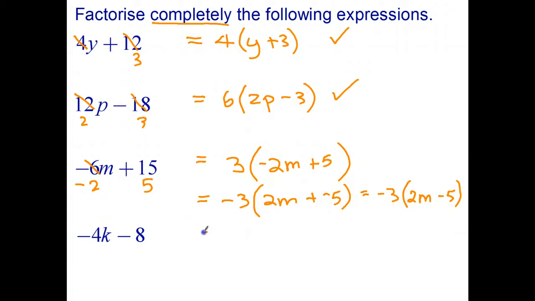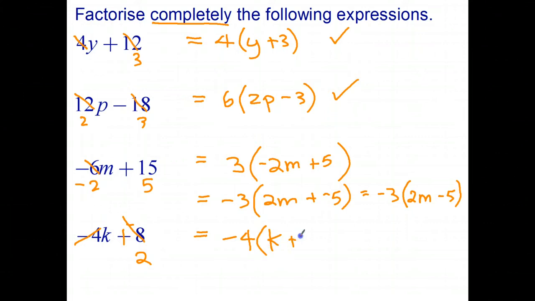Now on this last question, we actually have a negative 4k there. And if I change that to an addition, we also have a negative 8 there. So when you have a negative there and a subtraction there, usually it makes the most sense to take out a negative factor. You don't have to do it, but it's commonly what's done. So I'm going to take out the factor of -4 from there. And -4 times 2 gives me -8, so that just becomes 2. And in brackets is k plus 2.